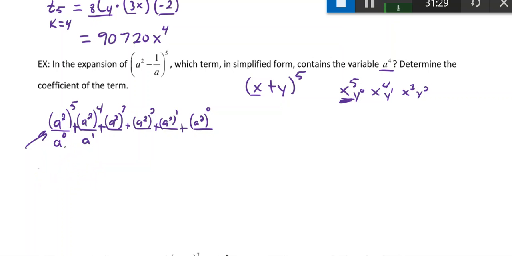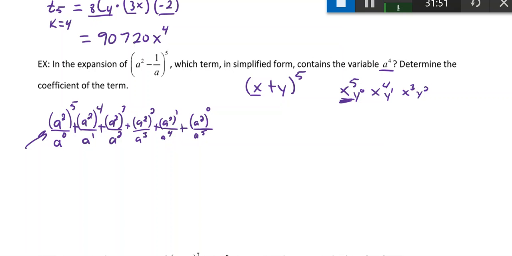So anyway, you got a in the bottom, and then these a's are counting up. So a to the 2, a to the 3, a to the 4, and then a to the 5.